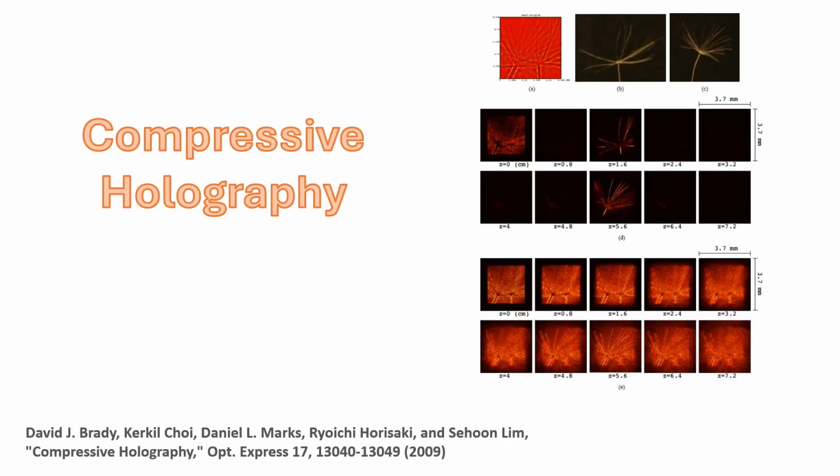In the case of holography, the idea of estimating a three-dimensional object from a single two-dimensional hologram can be called compressive holography. Here's an example from a paper from 15 years ago where we have a single measured hologram of some dandelion seeds. These are photographs of the individual dandelion seeds. Now, the seeds themselves are at 1.6 centimeters away from the measurement plane and 5.6 centimeters away from the measurement plane. And then they create this measured Gabor hologram.